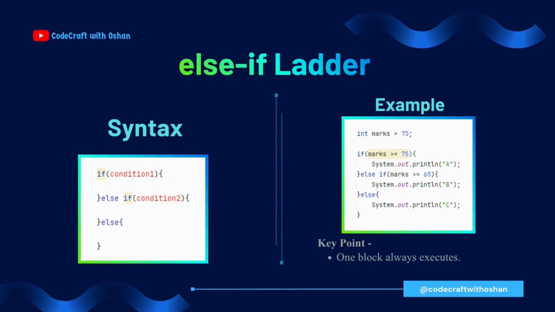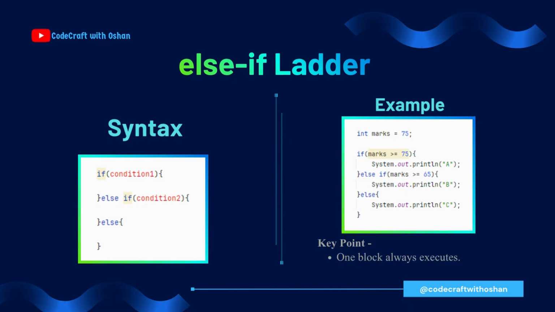See, now we have multiple situations, and for each situation, a different action. That is the else if ladder. When you have more than two possibilities, you stack them one after another, like a ladder.